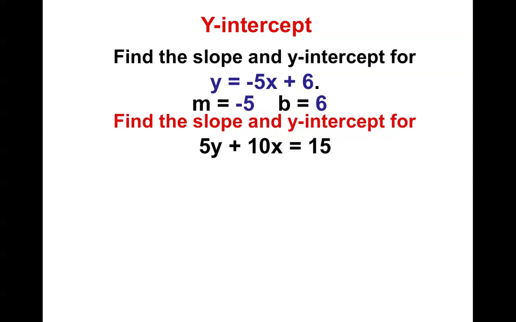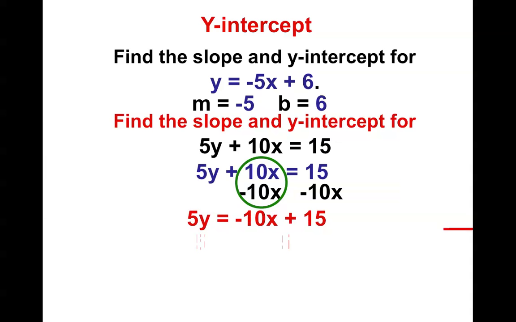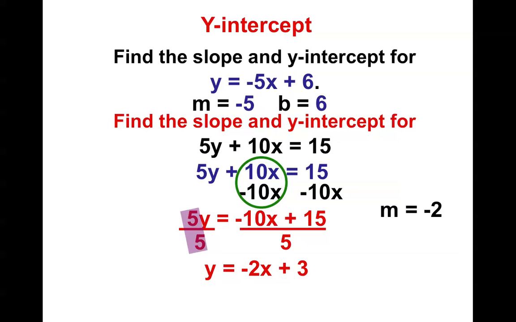What about this one? Well, the y is not by itself. Therefore, I need to isolate the variable. I go -10x minus 10x. Divide by 5, divide by 5. Remember to divide the 5 by both the -10x and the 15. And I get y equals -2x plus 3. What's the slope? -2. What's the y-intercept? 3. Pretty easy once you isolate the y.